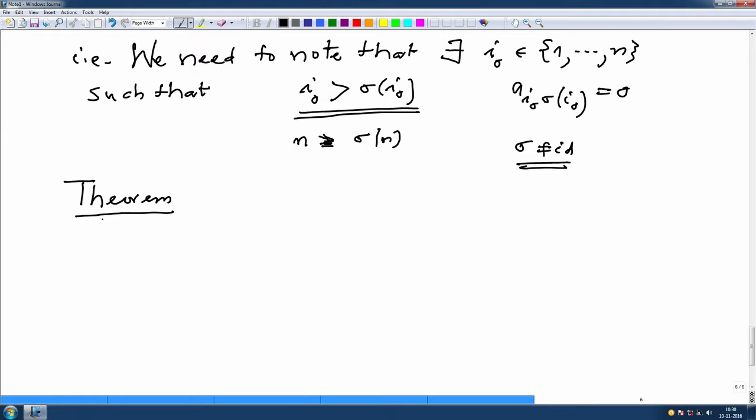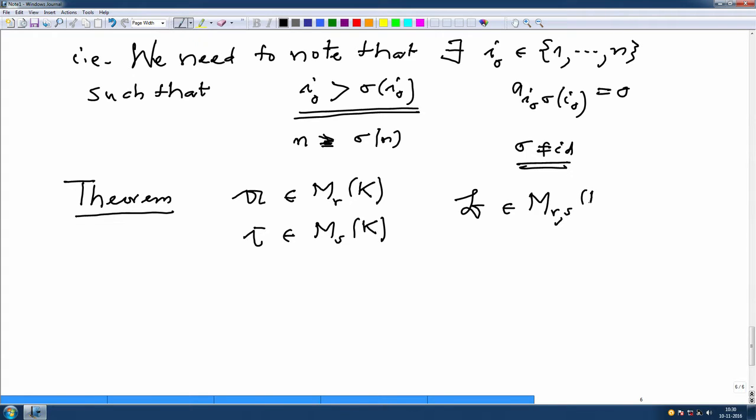So that means I have a matrix. Say A is an R cross R matrix, C is an S cross S matrix, these two are square matrices, and B is an R cross S matrix. Using these three matrices, I form another square matrix which will be like this: A here, C here, a 0 matrix here, and this is the B matrix.